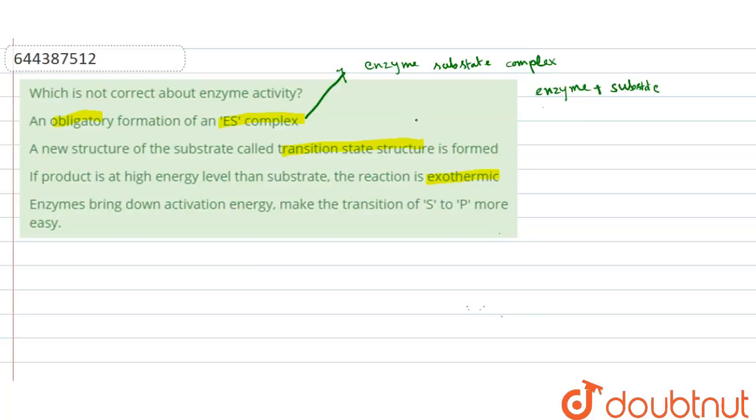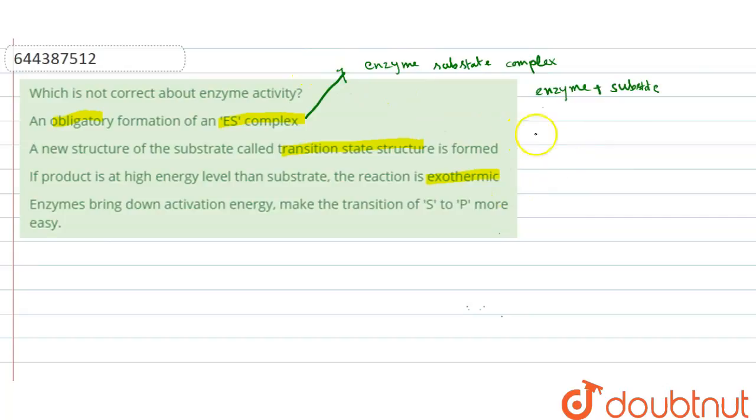Now the third one, if product is at a high energy level than substrate, the reaction is exothermic. In the reaction, first of all, the reactant takes part. When the reactants are at a high energy level, then what will be produced after the reaction? If the reactants are at a higher energy level than the product, then the reaction is known as exothermic. But here it is written product, not the reactant. So if the reactants are at a high energy level than the product, then only it is an exothermic reaction.